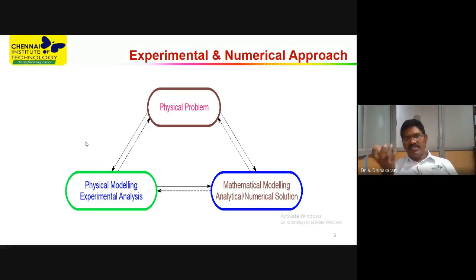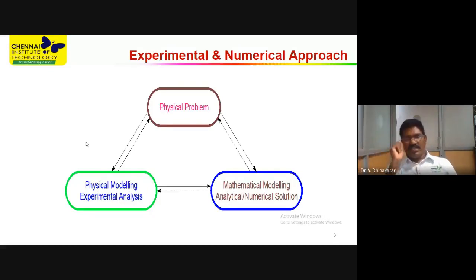We will have a physical problem in our hand. To solve the physical problem, we can use either experimental analysis or modeling. Modeling may be of two types. One is analytical modeling, and the other is numerical modeling or computational mechanics. In modeling you will have the governing equations, that means the physical problem will be converted into a mathematical governing equation.